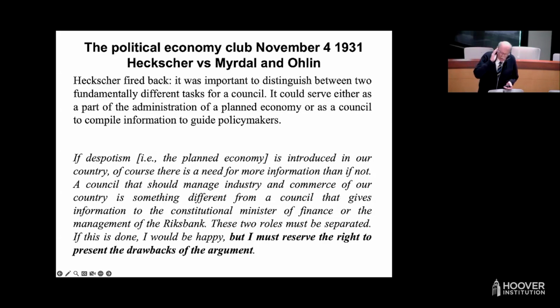You have to distinguish between two tasks for the economic council. One is to run a planned economy, one is to be advisor to policymakers. And if despotism, that is a planned economy, is introduced in our country, of course, there is a need for more information than if not. And he ended up saying, we have to separate the two different roles. If this is done, I will be happy, but I must reserve the right to present the drawbacks of the argument. So that ended the attempt by the economic profession to write one book.